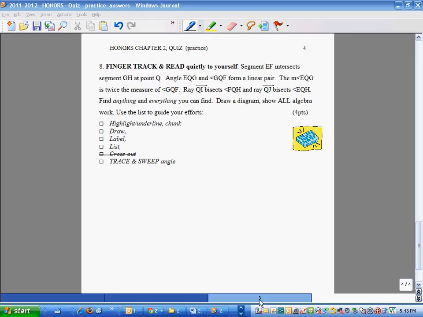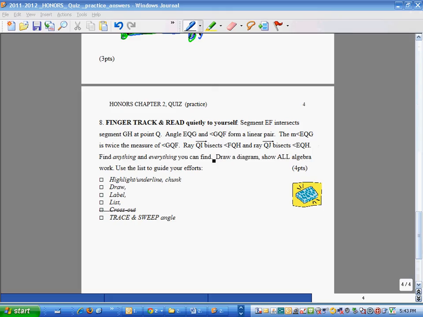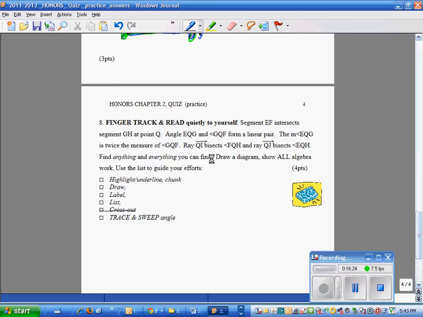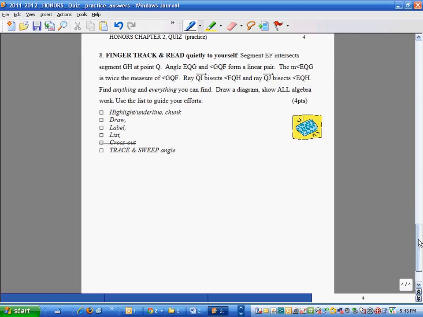Okay, this last one. First we're going to finger track and read and highlight. We're going to go down this list: highlight, underline, chunk, draw, label, list, cross stuff out, trace and sweep angles. Make sure you follow this list. Step number 1. Segment EF intersects GH at point Q. Angle EQG and GQF form a linear pair.